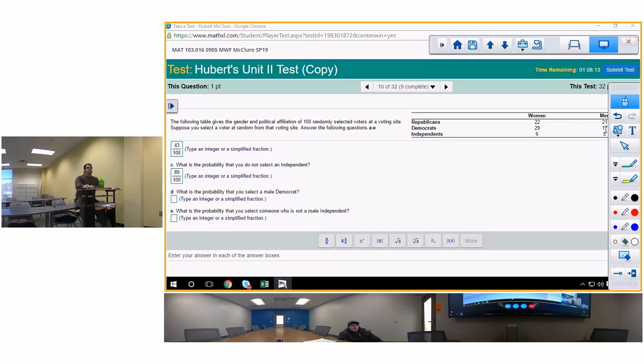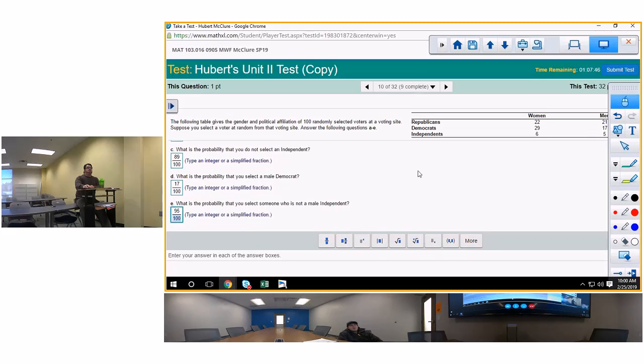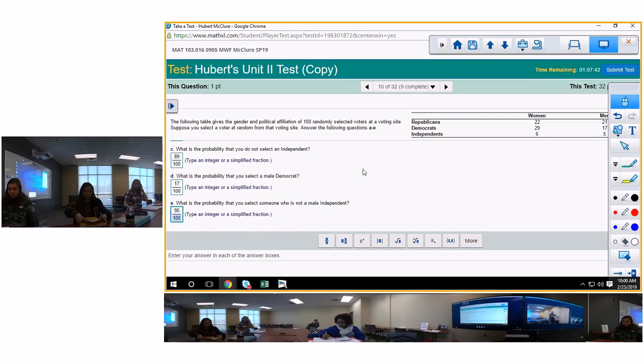Male Democrat would be 17 over what? 100. 17 over 100. And this one is probably going to be, what is this? Let's see. Someone who is not a male independent. Okay, how many male independents do we have? 5. So what's the complement of 5 to 100? 95. Now that question, I should take that question off. It's just too. So then you have to simplify it, don't you?